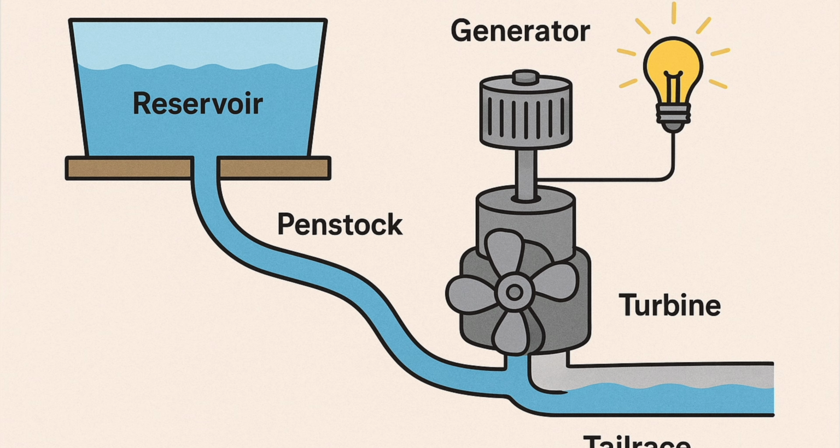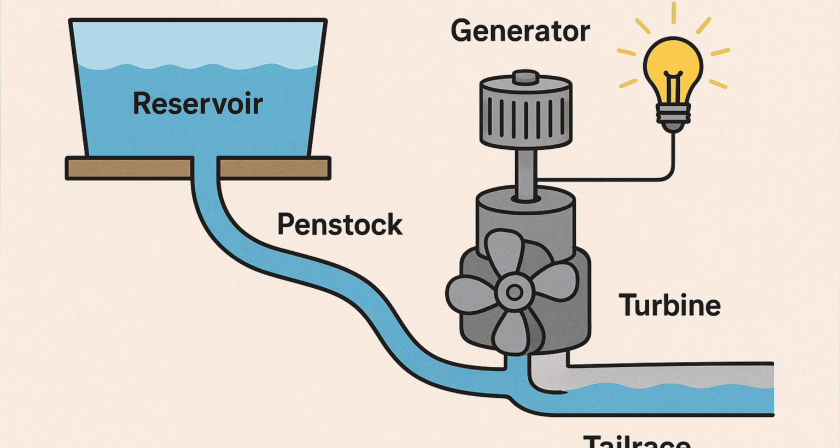In this video, we're going to understand 4 fundamental hydraulic terms in hydropower engineering: gross head, net head, operating head, and rated head. These are essential concepts for anyone involved in the design, analysis, and operation of hydropower projects. Let's go step by step.